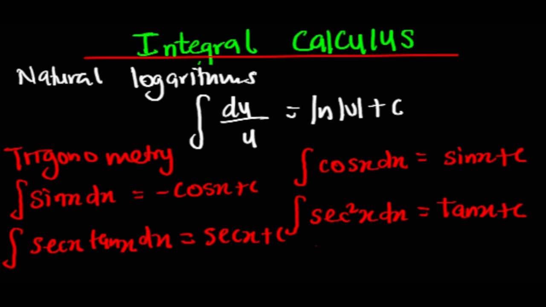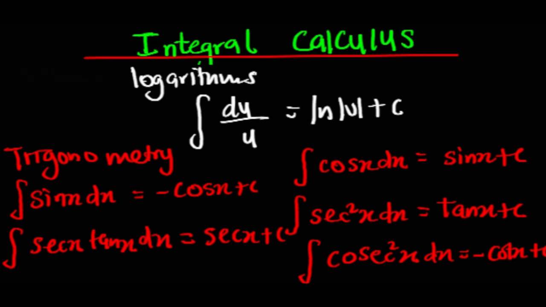Then if you're asked to integrate cosec square x dx, you're going to have the answer to be minus cot x plus c. That's what you're going to have. So now let's move ahead to the next one.